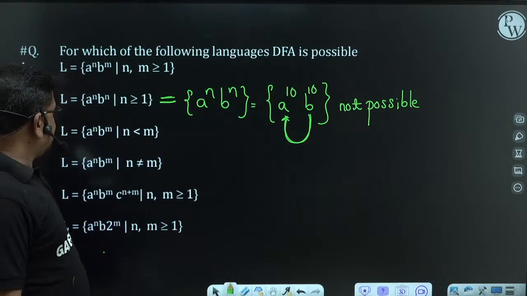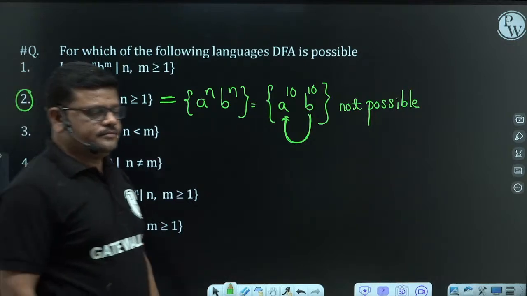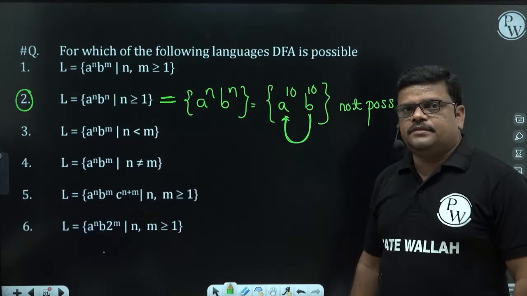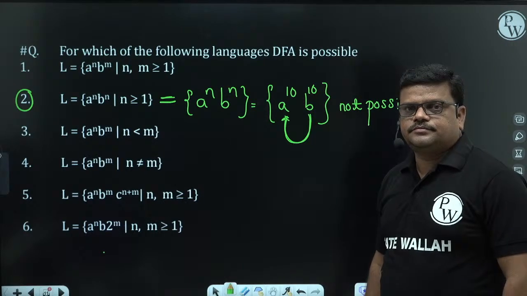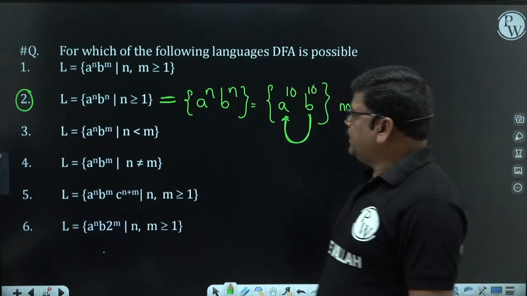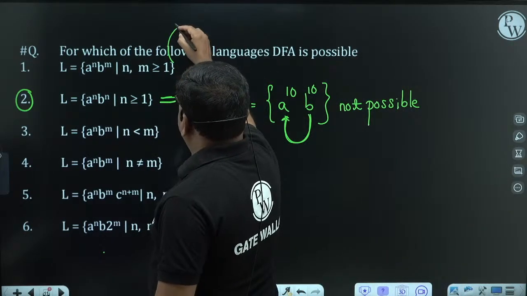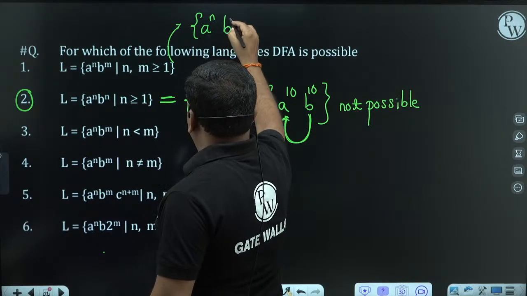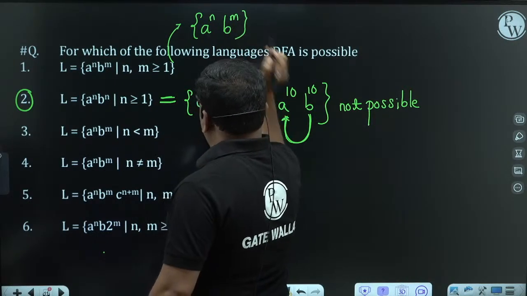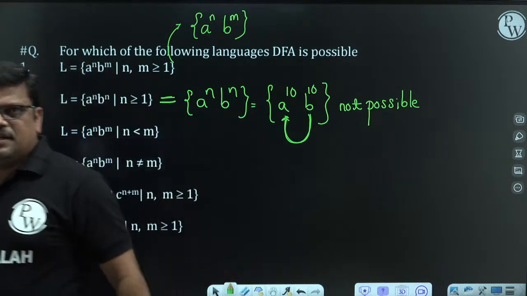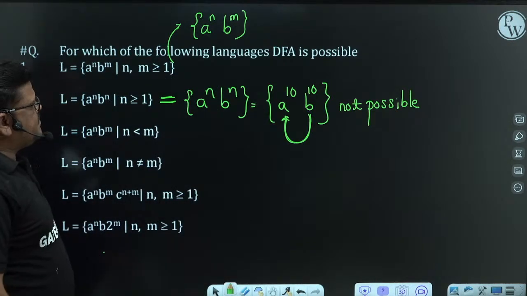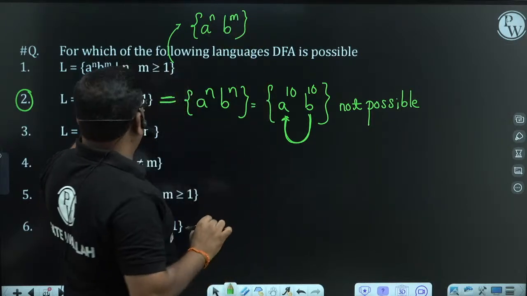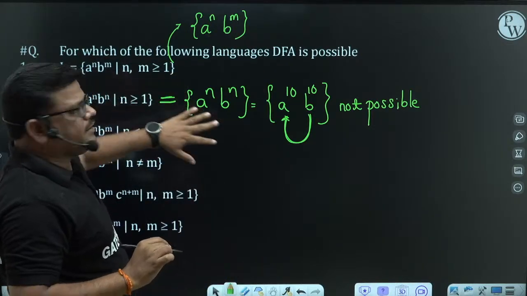Let us check the first one. Language L1. Is DFA possible or not? Here see, I am writing this here. It is A power n, B power m. DFA possible for this? So n value can be anything, m value can be anything. N comma m greater than or equal to 1.